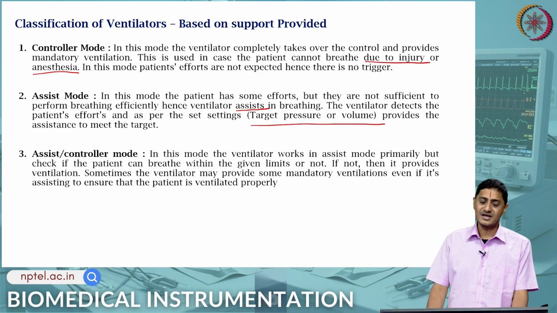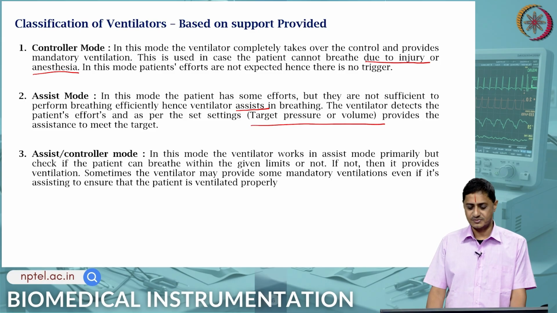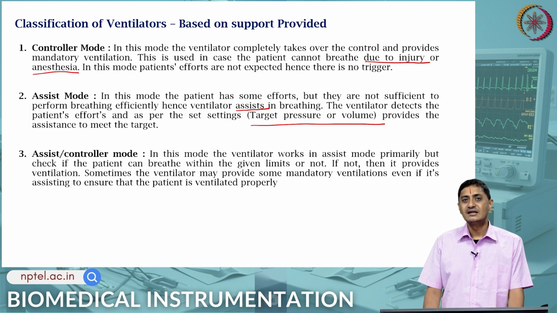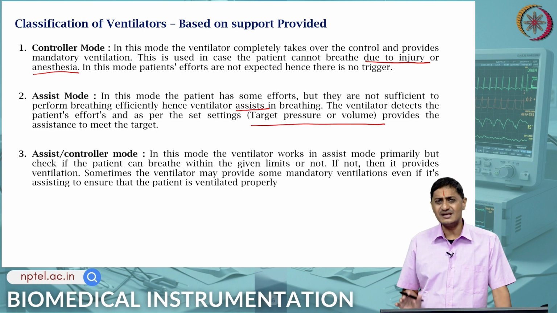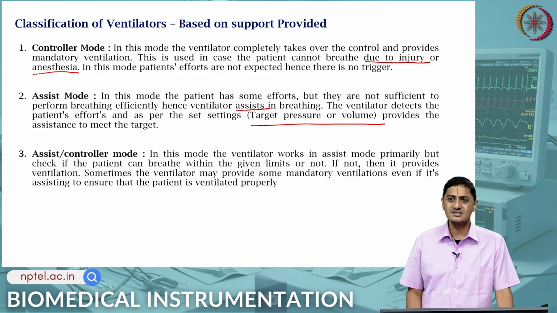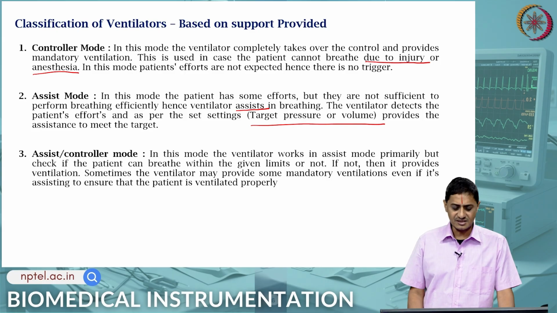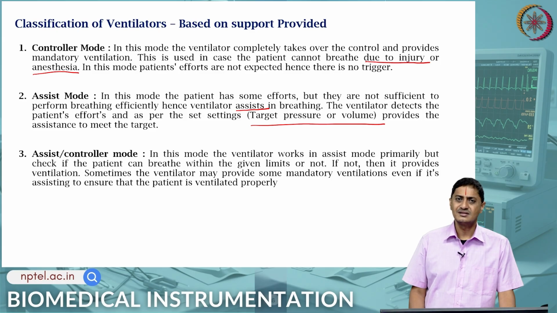The third is a hybrid, which is the assist control mode. In this mode, the ventilator works in assist mode primarily, but if the patient can breathe, then no problem, within the limits. If the patient is not able to breathe on their own, then it provides ventilation. Sometimes the ventilator may provide some mandatory ventilation. Even if it is assisting, sometimes it might provide mandatory ventilation to ensure that the patient is completely ventilated.